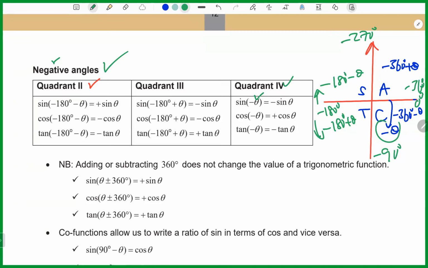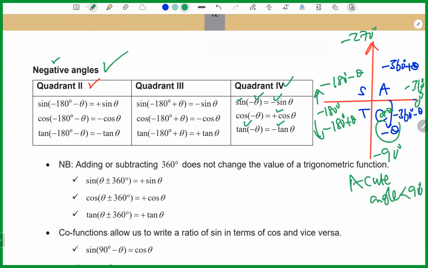Where theta is, you can take it to be what you call an acute angle. An acute angle is that kind of angle less than 90 degrees. All right. So if you have the sine of minus theta, for instance, you think of it as being in the fourth quadrant, and in the fourth quadrant, only the cosine is positive. All right, so only the cosine is positive, the sine is negative, and the tan is negative.